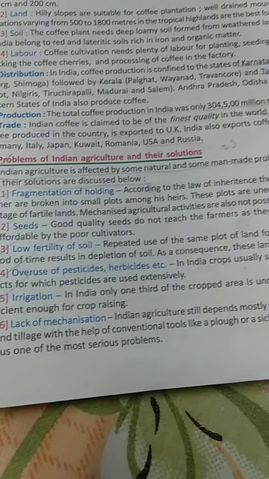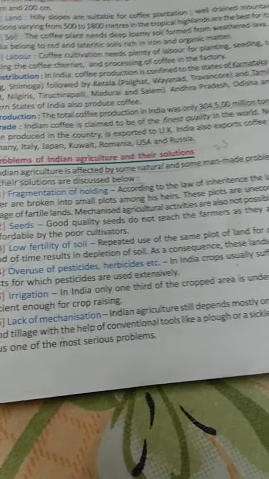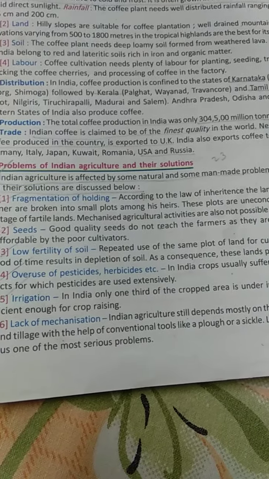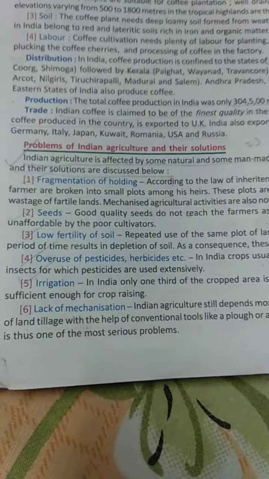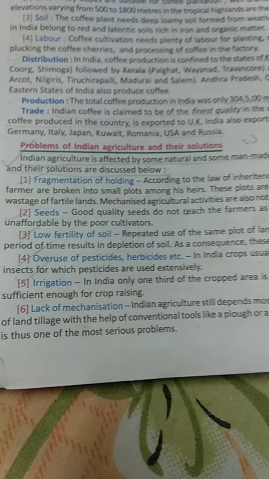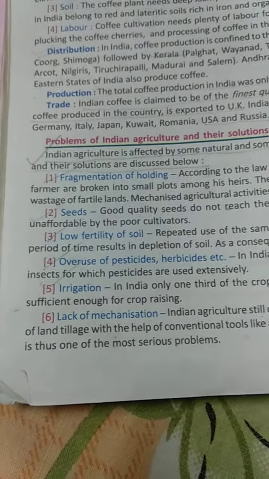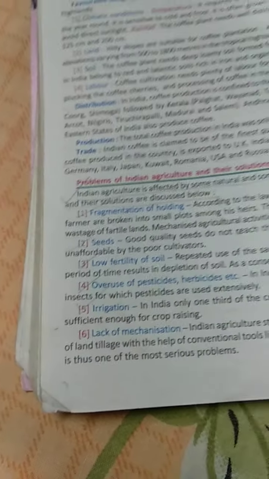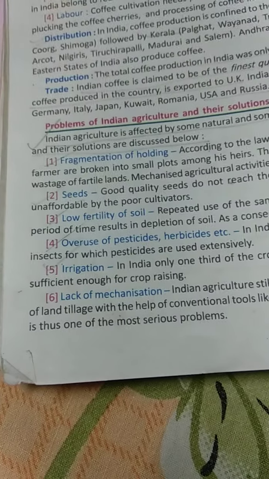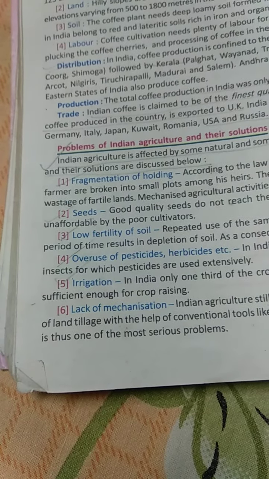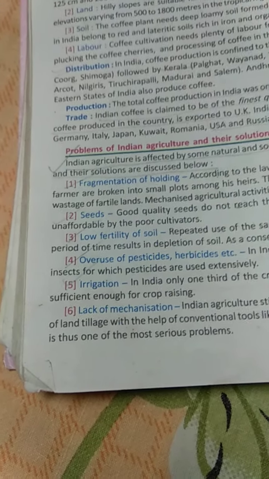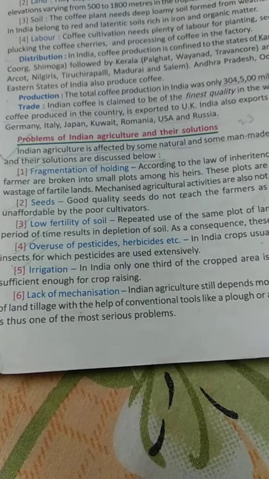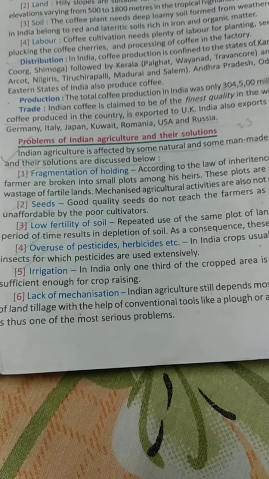In India, one-third of the crop area is under irrigation. This is not sufficient for crop raising. For good crops, good irrigation facilities are required, which is not always possible in every part of India. That also makes the cultivation suffer.